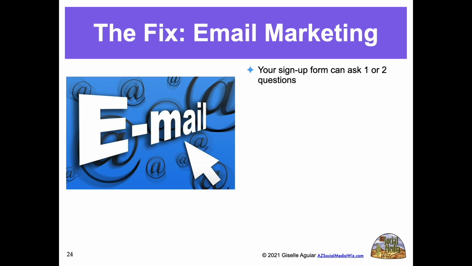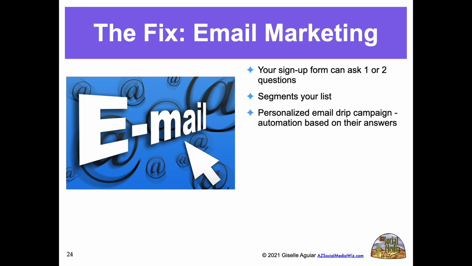So your sign-up form, again, can ask 1 to 2 questions, no more than 3. This segments your list. So then they go into a personalized email drip campaign automation based on their answers. So in a couple of days, you send them a welcome, thank you, a link to whatever you offered them via a page and an email. Okay, so make sure that they're getting it.